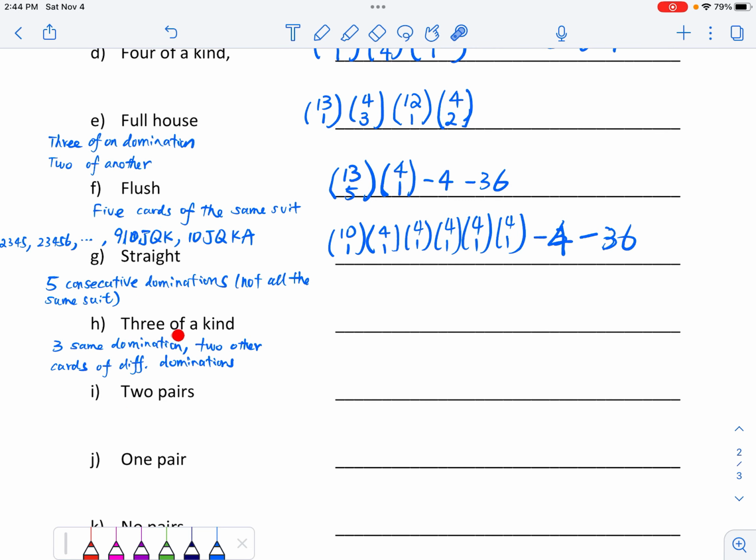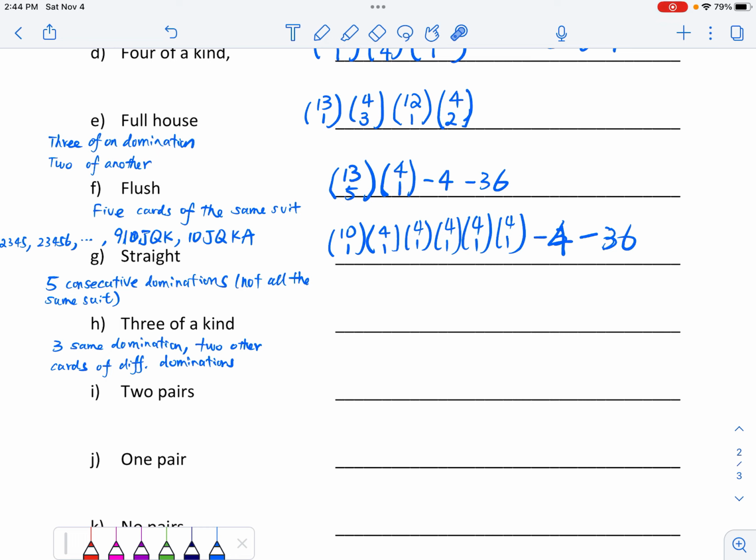Now, 3 of a kind. That means 3 cards are of the same denomination, and 2 other cards are of different denominations. Now, this is where some possible mistake can happen. I have often seen students making one kind of mistake here, which will lead to overcount. So I'm going to first tell you what the correct count is, and then I'm going to share with you a possible mistake students sometimes make.